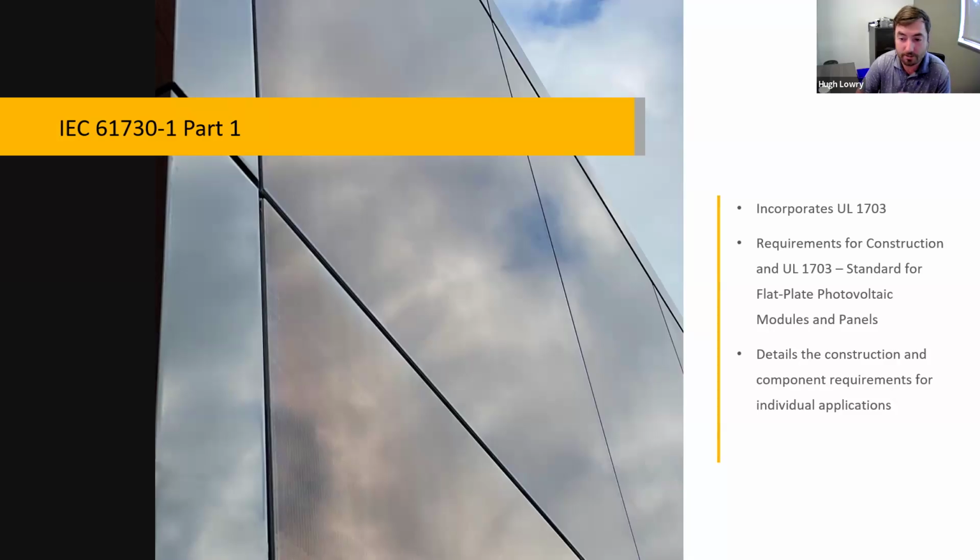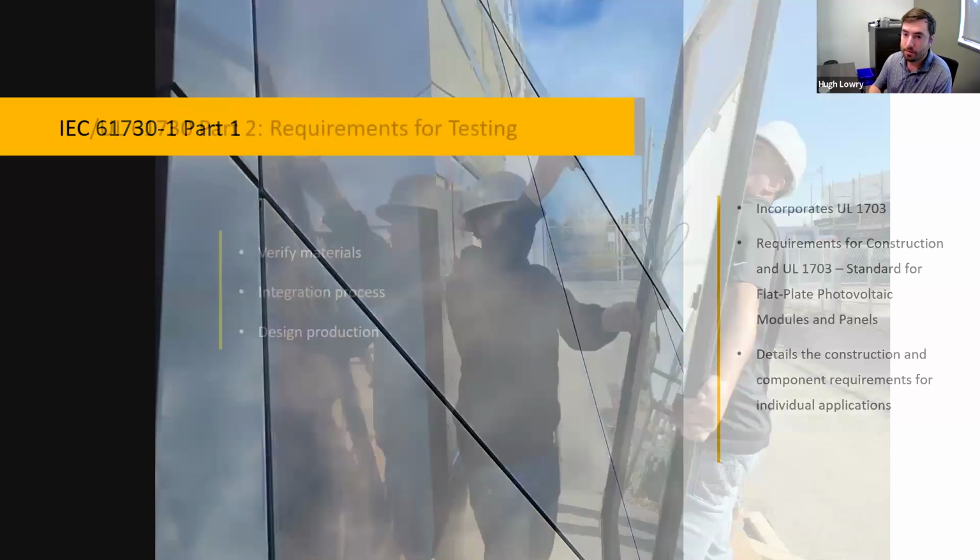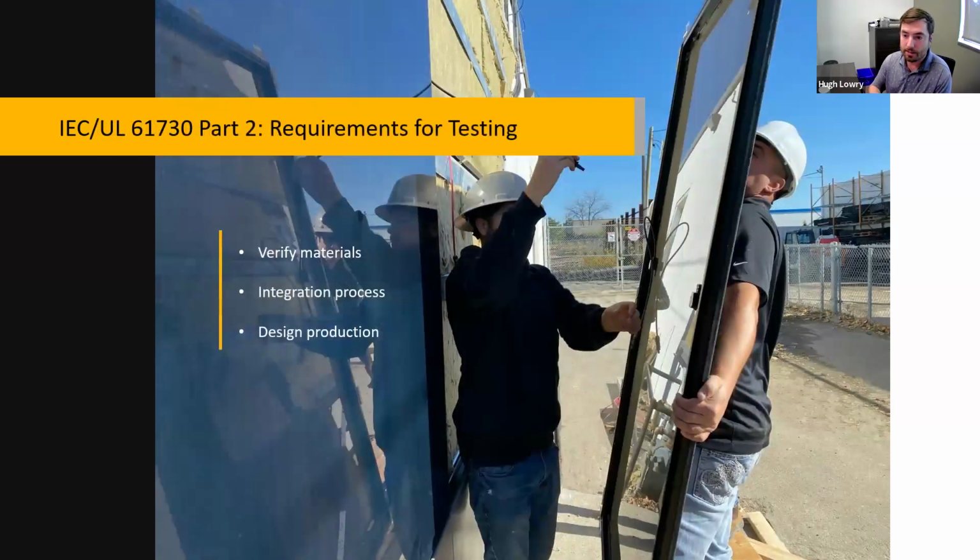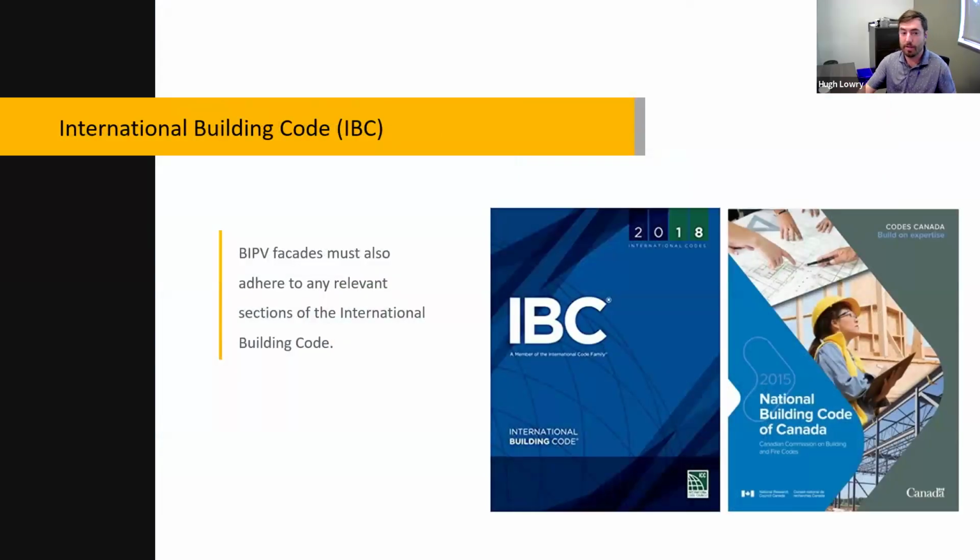It contains some fire testing relevant to rooftop applications, such as spread of flame and burning brand testing. It's worth noting it doesn't cover any facade applications specifically, and we'll talk about where we fit into that in just a second here. So part 2 of the IEC 61730 provides the safety testing requirements to verify which materials are being used, how they're integrated in the PV module specific design, and how that design is produced into a finished module as well. And I promise we come back to fire testing.